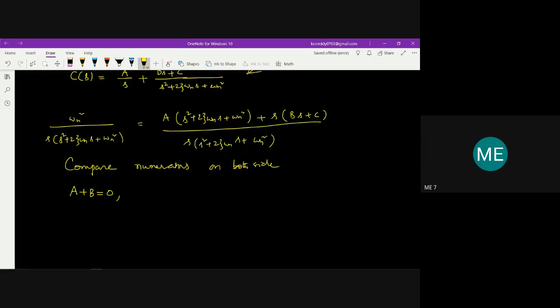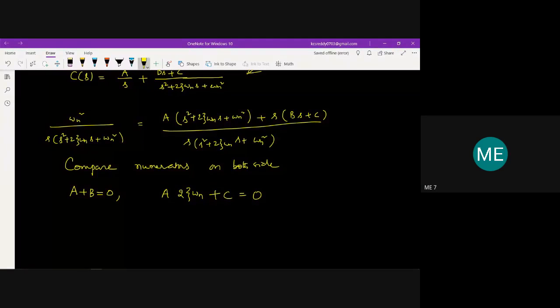And similarly, if I take the S coefficients, I have got A into 2 zeta omega n. Here is the S term, and here is the S into C, so B into C plus C. What is the S coefficient in the left hand side numerator? Nothing is there, so I'll be keeping 0.